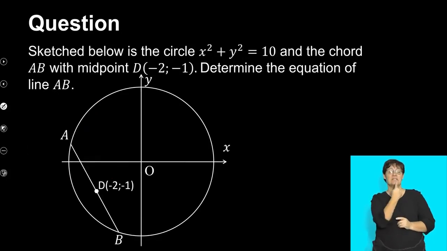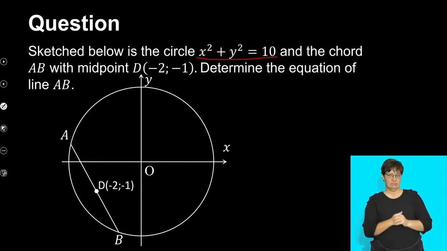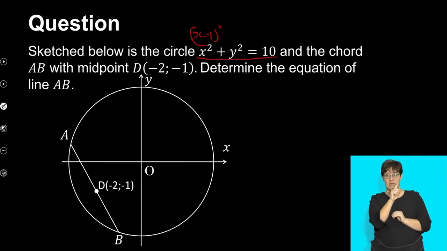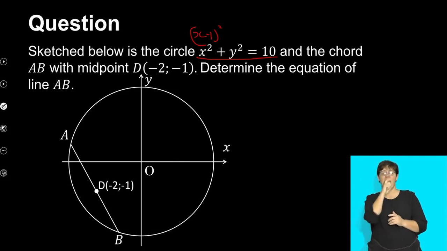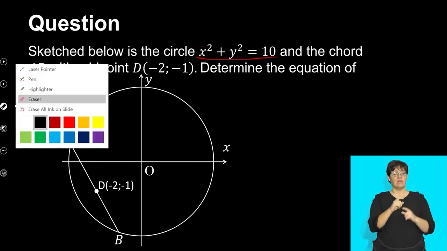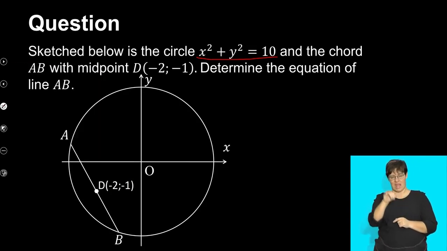Our question says there's a circle, x squared plus y squared equals 10. In this case, because it's not x minus 1 squared, which would have moved my circle to the right 1 unit, it's just x squared. That means the center of my circle is at x equals 0 and y equals 0, the origin of the Cartesian plane.